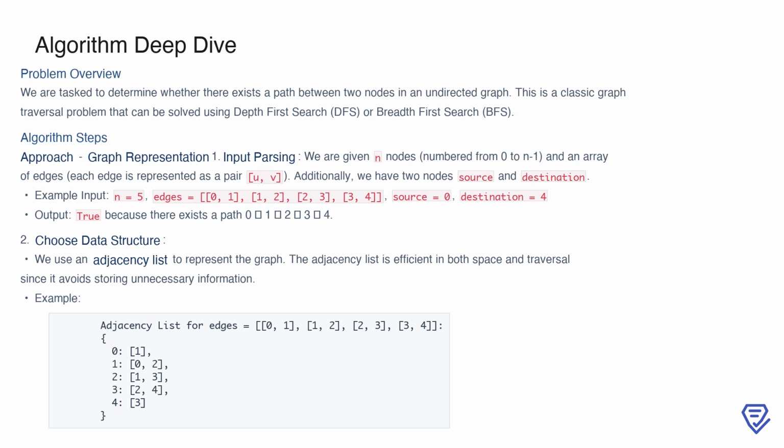To represent the graph, we use an adjacency list. This data structure is both space-efficient and traversal-friendly. For instance, the adjacency list for the given edges would store connections like so: node 0 connects to 1, node 1 connects to 0 and 2, and so on. This representation ensures that we can efficiently explore the graph during traversal.